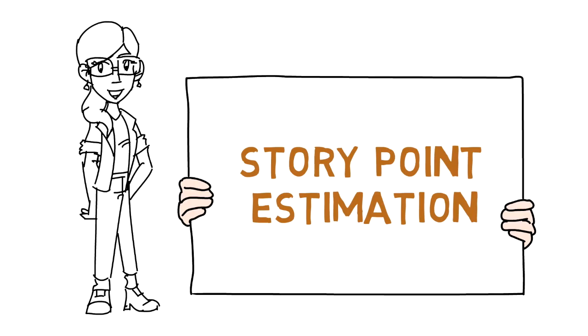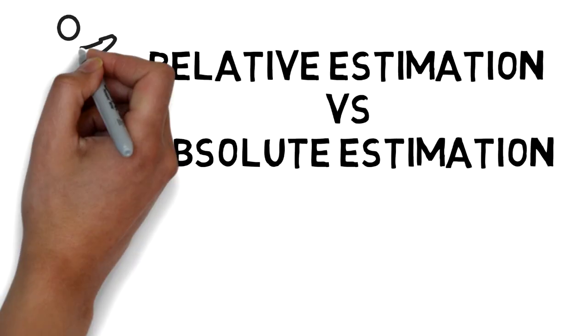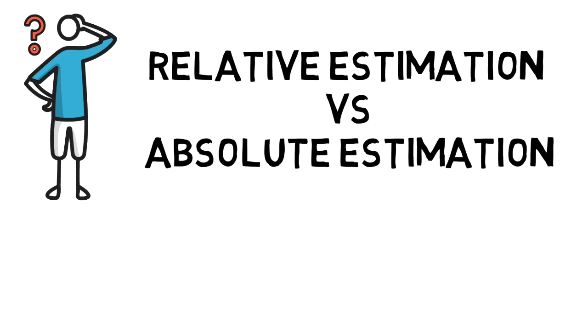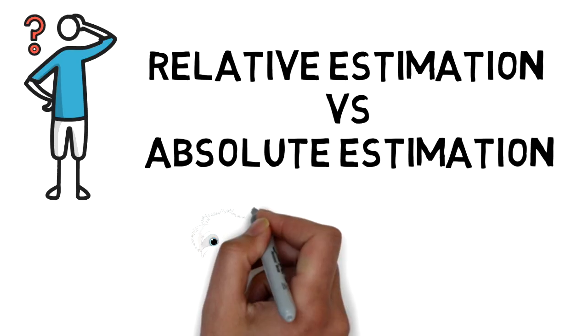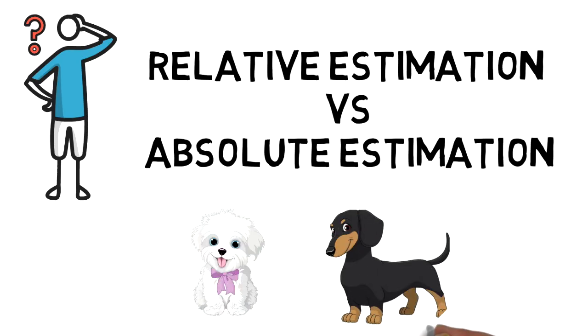There are different ways when talking about estimating. We either use relative value or absolute value. Relative complexity is easier to judge than absolute one. Look at these two dogs. If I ask you which one weighs more than the other, pretty easy, right? But what about if I ask you to tell me how many pounds each one weighs? This is harder, right?